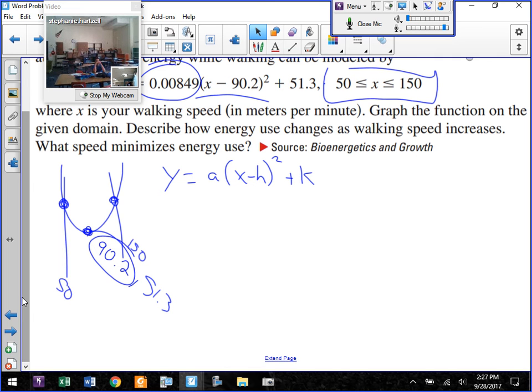All right, never mind. When it says minimize, basically, what's the vertex?